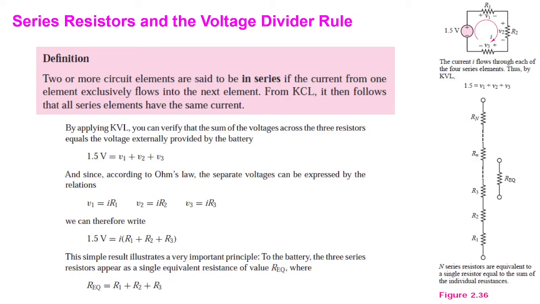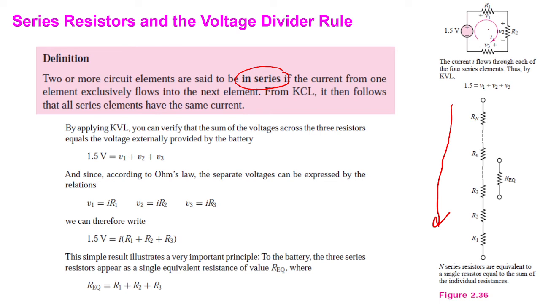Now we come to the resistance connection. We have series resistors and the voltage divider rule, and parallel resistors and the current divider rule. We can connect resistors in series. Series means that the current flowing through the elements is the same, and the voltage across them will be divided among each other.